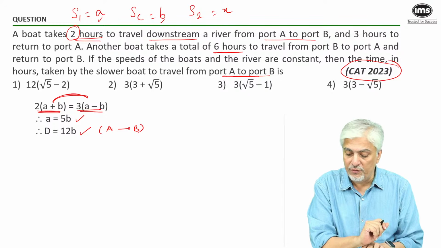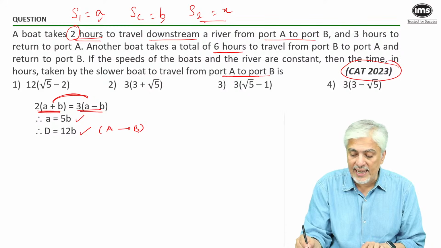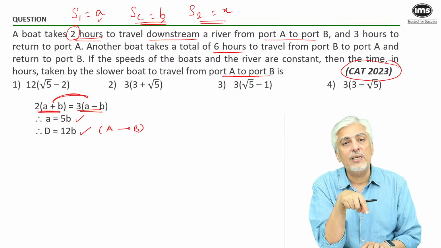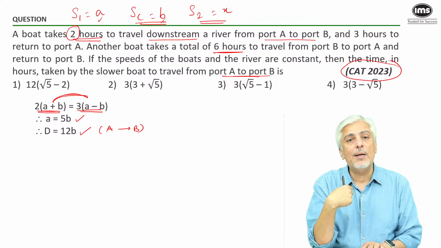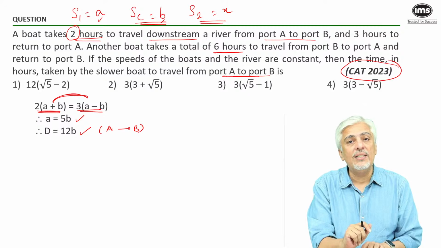Great. Let's read further. Now, let's come to the second boat. Second boat speed is X. Speed of the current is still B. So, while going downstream, the speed will be X plus B. While coming upstream, the speed will be X minus B. Now, we know distance is 12B.